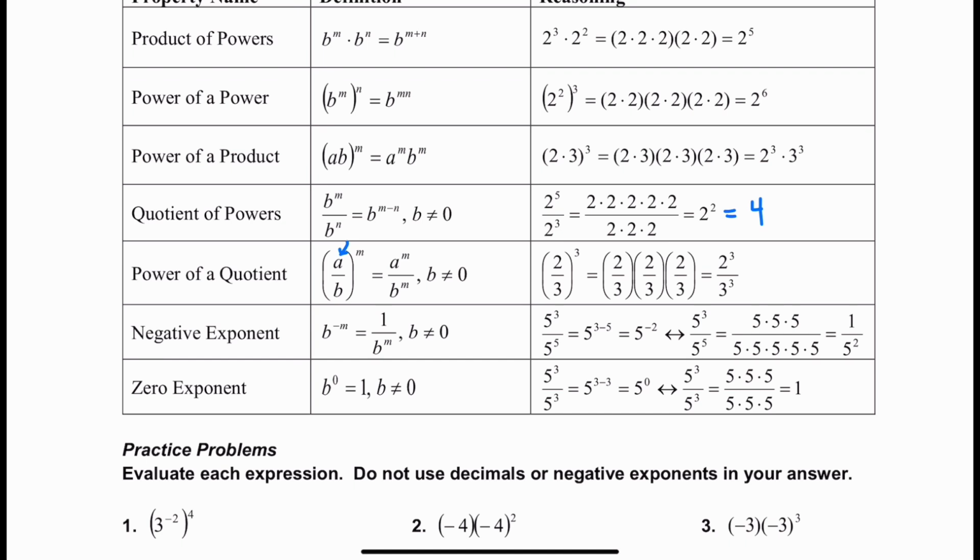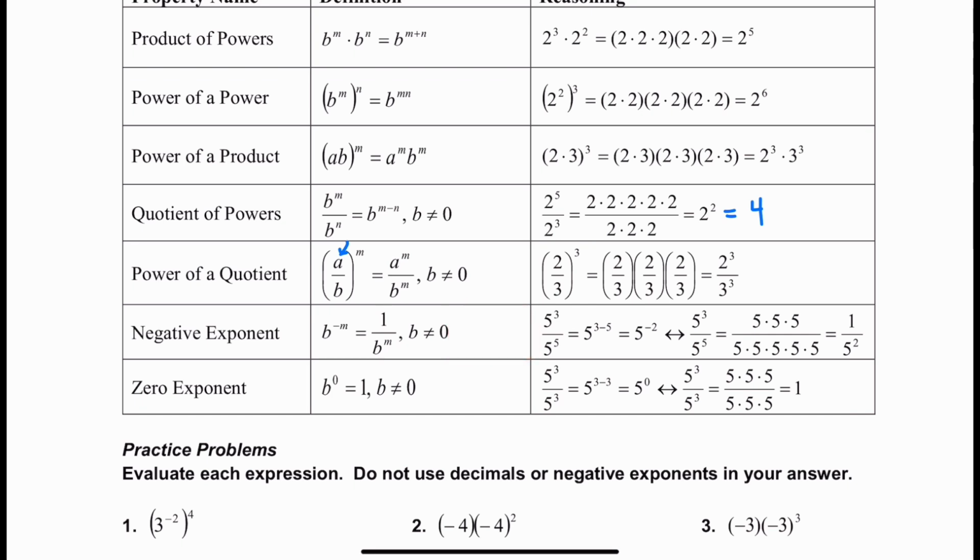In this example, we're going to take 5 as our b, and m is going to be represented by a -2. So let's just look at this example, and we'll liken it to what we just talked about with the negative exponent. If I have 5 to the power of 3 divided by 5 to the power of 5, I have 3 5s on top divided by 5 5s on the denominator. 3 of them cancel, and I have 1 over 5 squared.